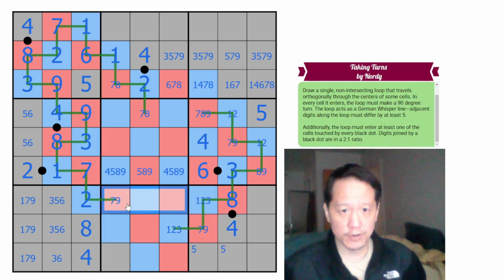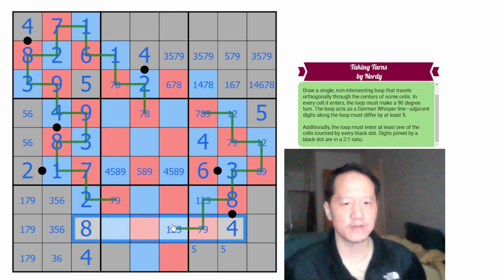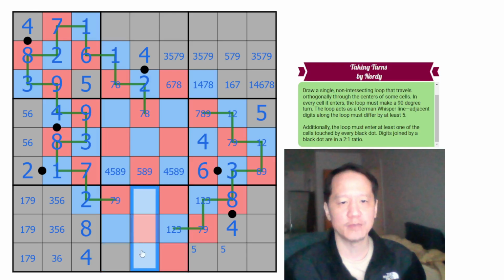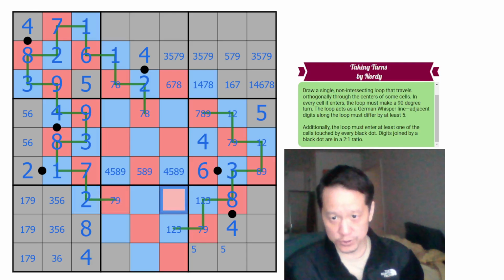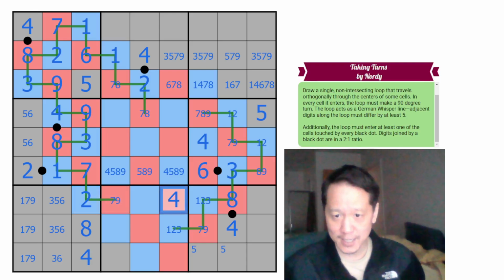We therefore know that these can't be 4s. This has to be a 4 because it's the only place, right? For box 8, 4 can't be here, 4 can't be here, 4 can't be here, and 4 can't be here because of the German whisper rule. So this must be a 4, which means it's not a high, so this is not on the German whisper line. Therefore, this must go down.